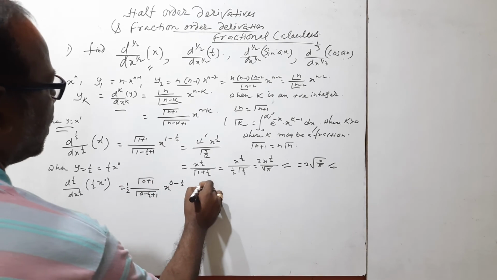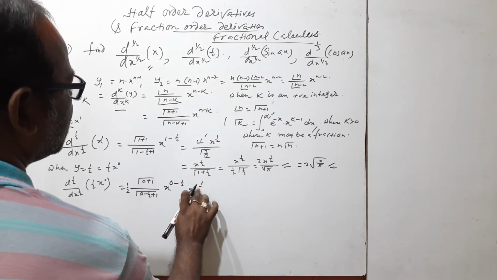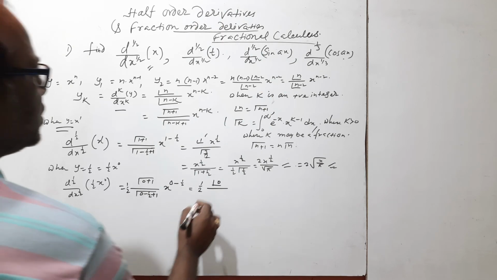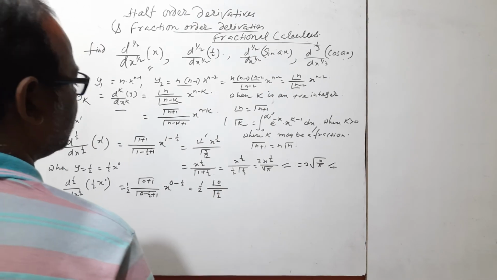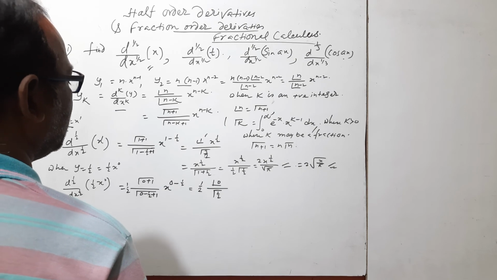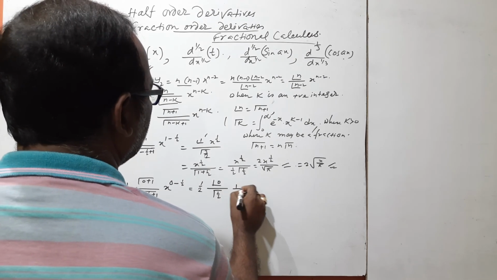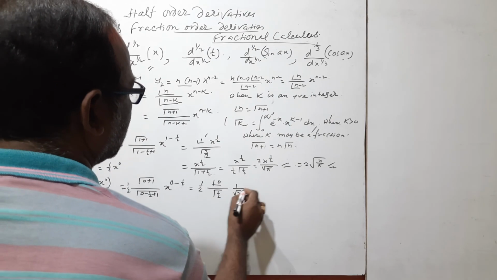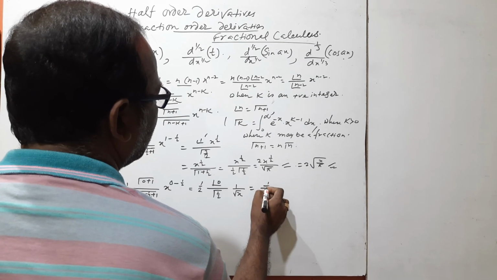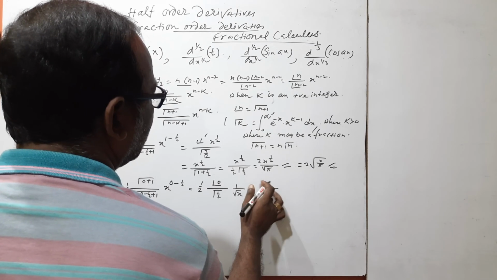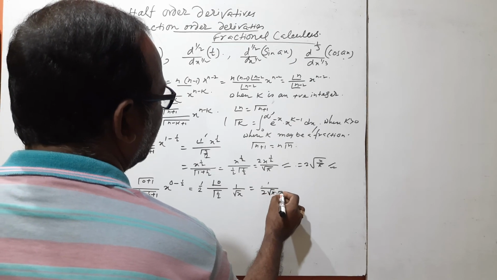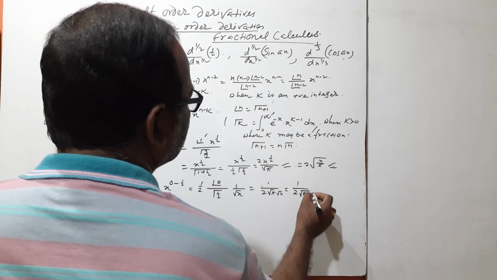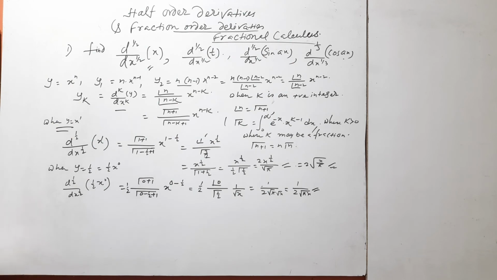So this is actually gamma 1. Gamma 1 means factorial 0, so this is actually 1. So this is here gamma half, and this is 1 over root x. And gamma half means here root pi, and root x. This is 1 over root pi x. So this is your answer.